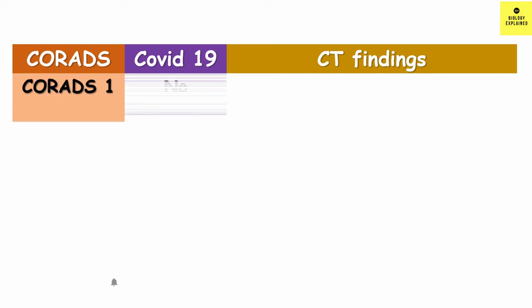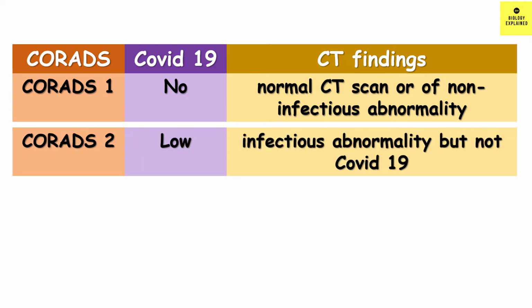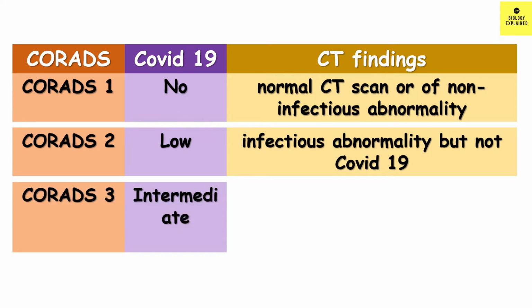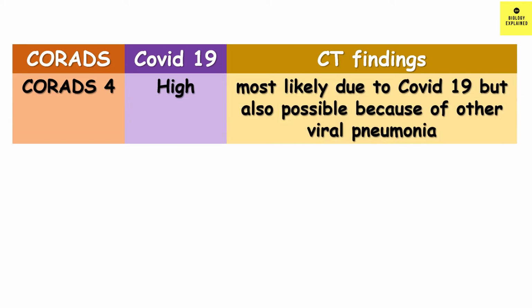CORADS 1 means no chance of COVID-19 and the CT scan is normal or abnormalities are because of non-infectious disease. So we all know that COVID-19 is an infectious disease, so CORADS 1 is because of non-infectious disease. CORADS 2 means there are abnormalities due to infectious disease but not COVID-19. CORADS 3 means lung involvement can be due to COVID-19 but can also be due to other pneumonia. CORADS 4 means there is a chance of COVID-19 but it is also possible because of other viral pneumonia.